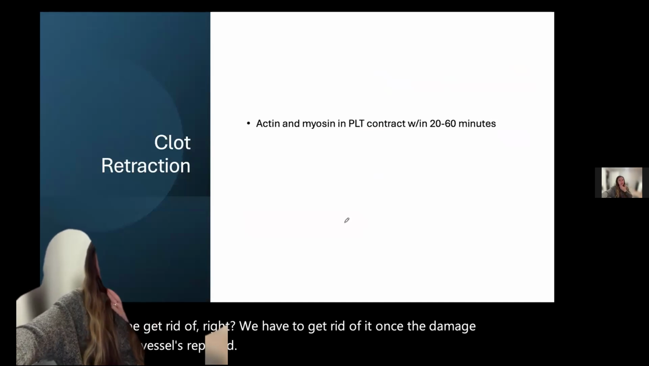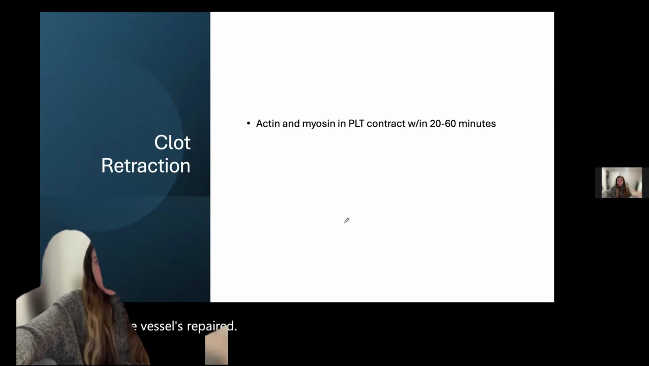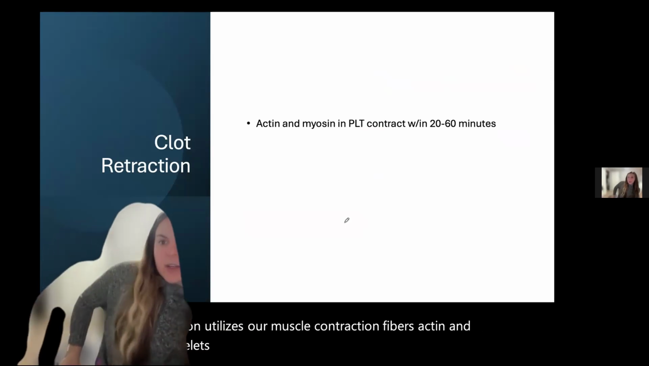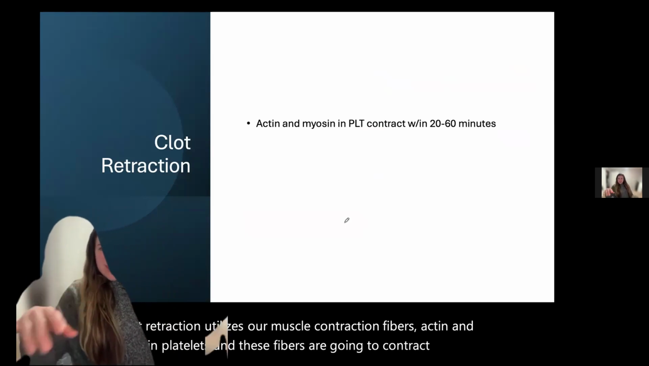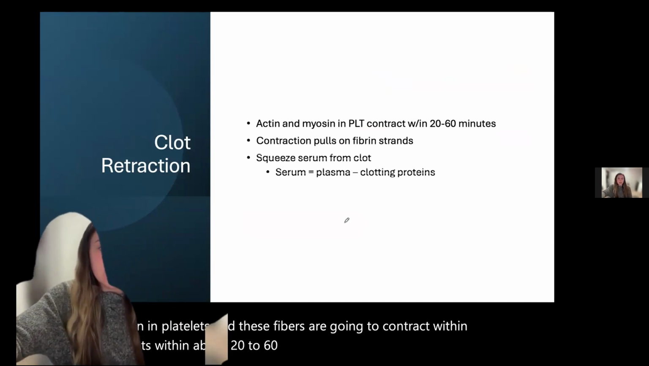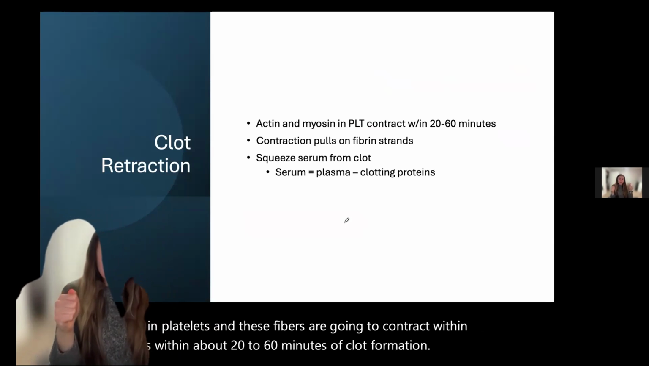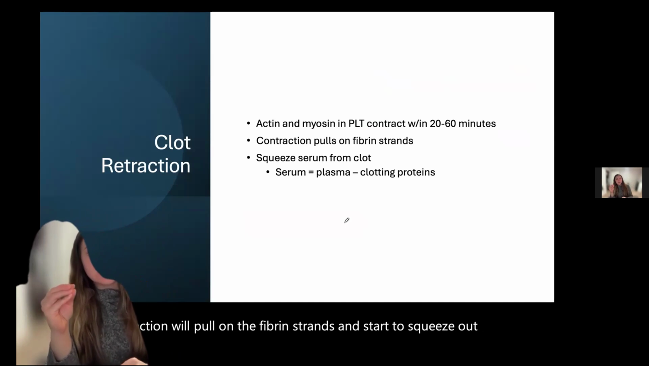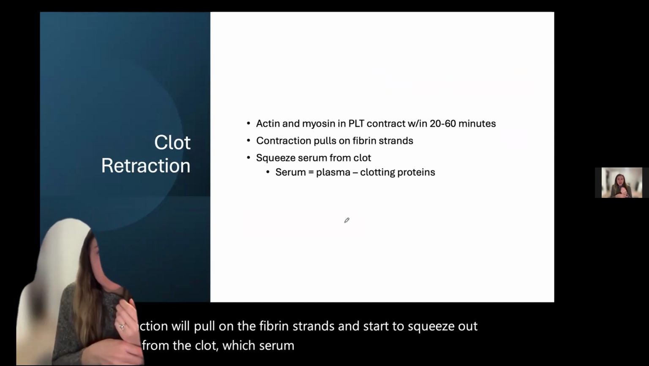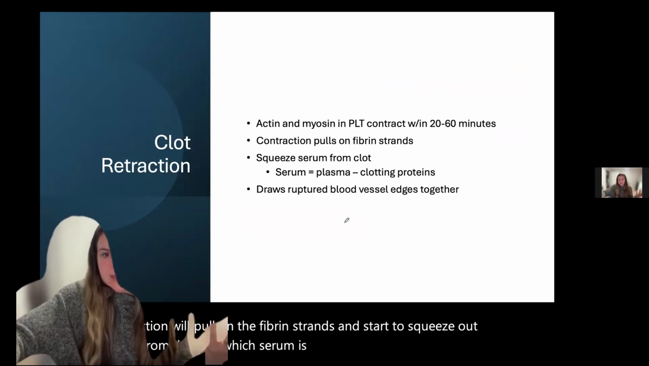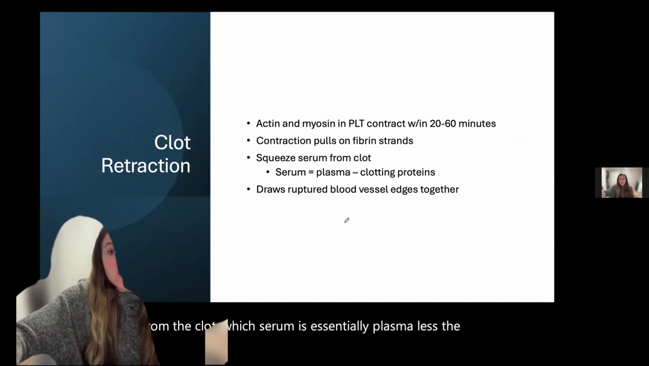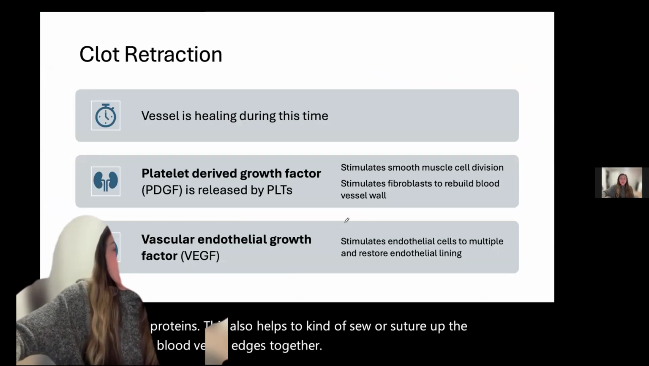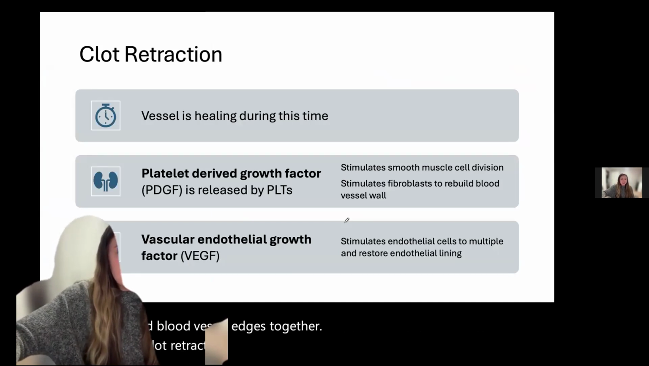So clot retraction utilizes our muscle contraction fibers, actin and myosin in platelets. And these fibers are going to contract within platelets within about 20 to 60 minutes of clot formation. The contraction will pull on the fibrin strands and start to squeeze out serum from the clot, which is essentially plasma less the clotting proteins. This also helps to kind of sew or suture up the ruptured blood vessel edges together. During clot retraction, the vessel is healing.